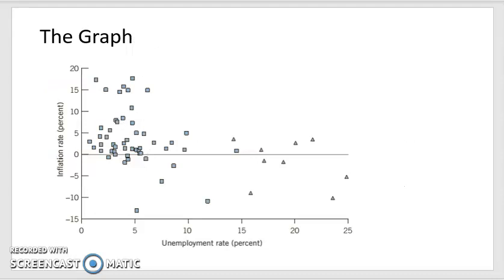So 2 years after Phillips developed the Phillips curve, two economists from the United States duplicated it to see the relationship between these two variables in the United States. That was Paul Samuelson and Robert Solow. So they developed one between the years 1900 to 1960. So the results of that study are shown in this graph.